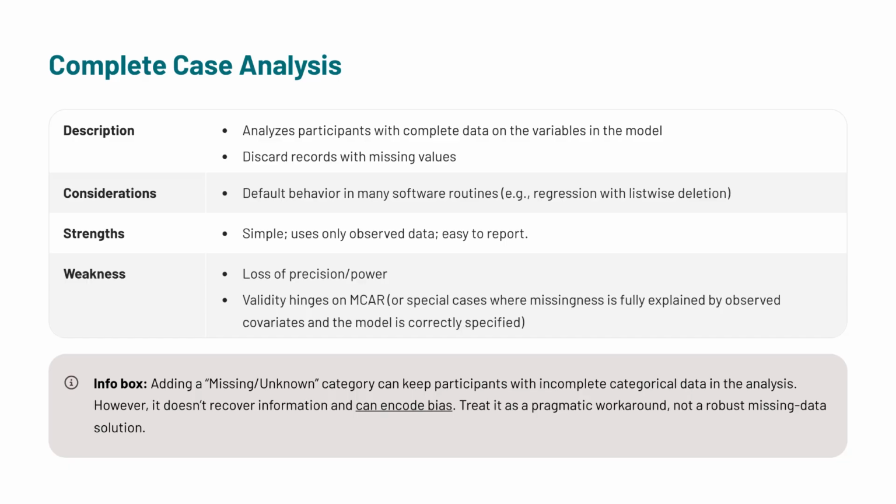The unknown level can be hard to interpret, and if missingness relates to prognosis or treatment, you may simply encode bias rather than remove it. Statistically, missing isn't a real value and may not behave like the other categories. As a rule, avoid this for primary outcomes. Think of it as a pragmatic workaround for certain adjustments like propensity score models, not a robust solution to missing data.